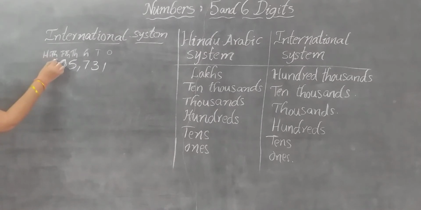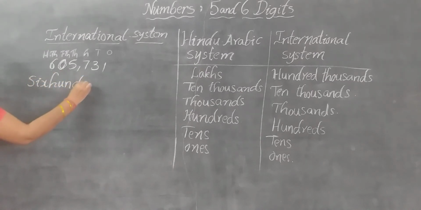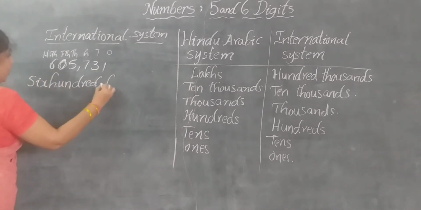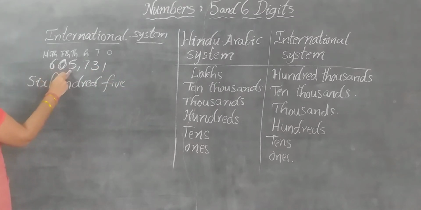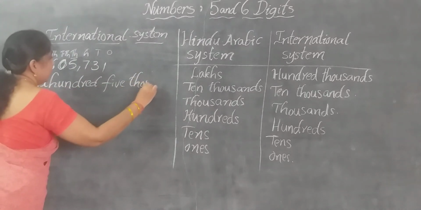600,000. 10,000s place is there, but no digit is there. 0, no value. So 600,000 and 5,000. Look at the 1,000 here. 600, 5,000. 605 completed. Hundreds or thousands? Thousands. 600,000, 5,000.